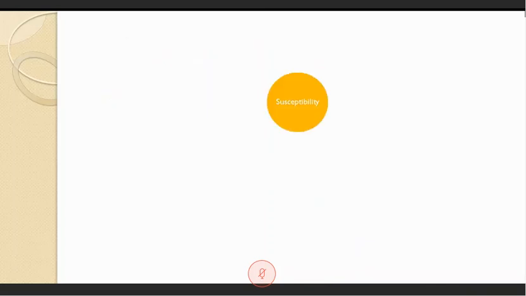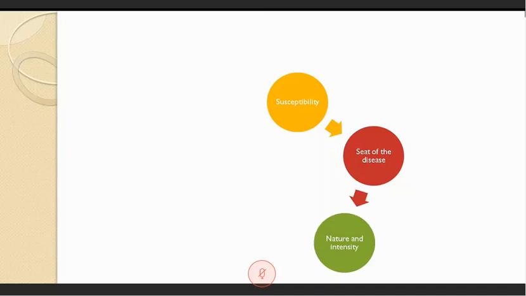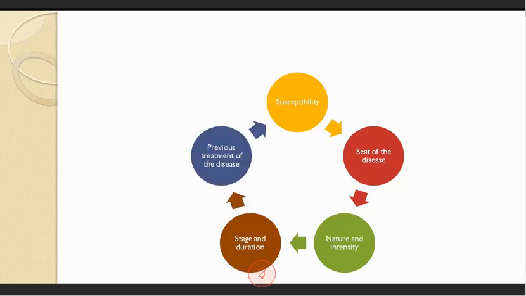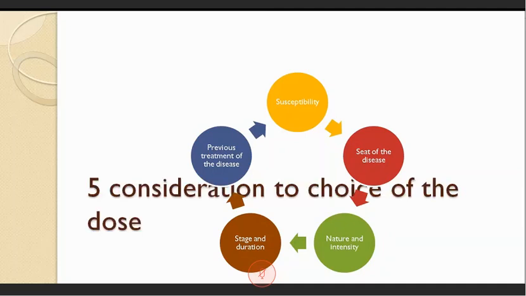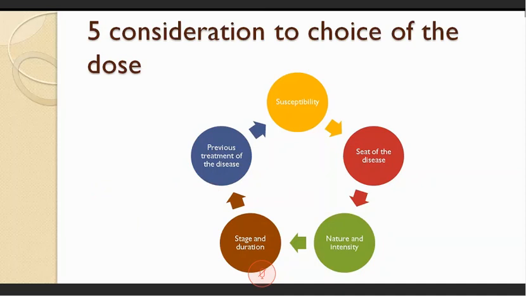And what are the 5 considerations for the choice of the remedy? First is the susceptibility, and we should know all about the susceptibility. Then the seat of the disease. Then the nature and intensity, which is very important. How is the intensity in acute cases? We should know about all those things. The stage and the duration, since when the patient is suffering. And the previous treatment of the disease. This is also very important in selection of the potency. Why, I will tell in the future slides. So these are the 5 considerations for the choice of the dose.